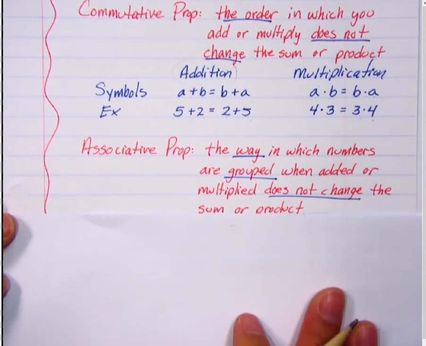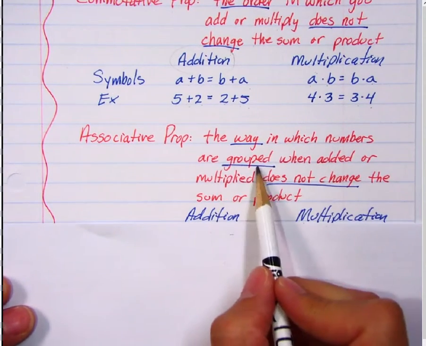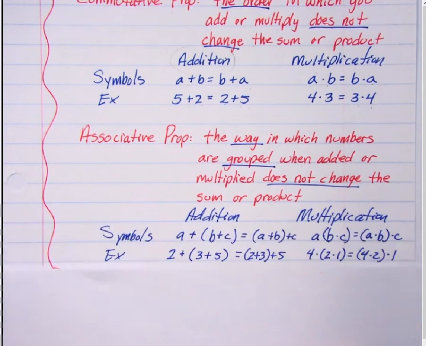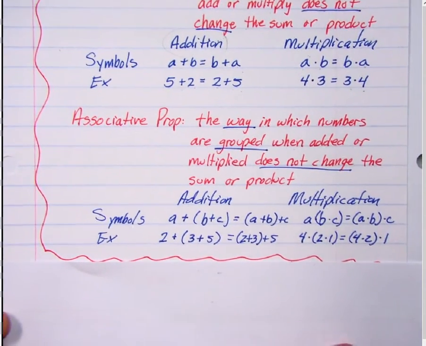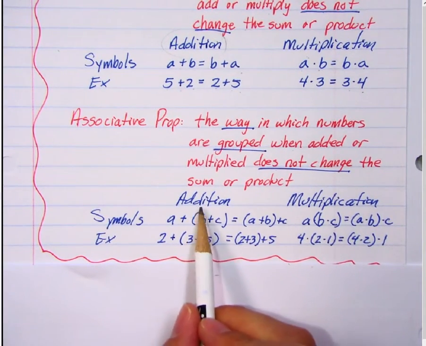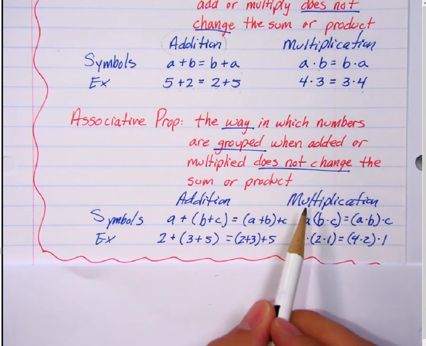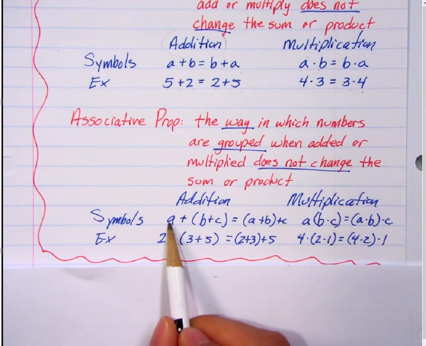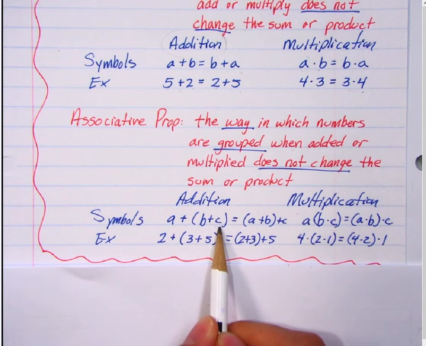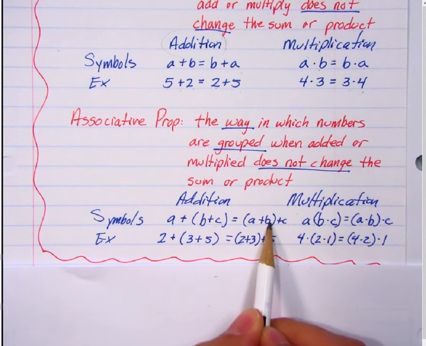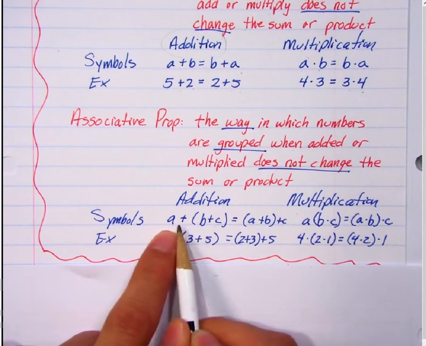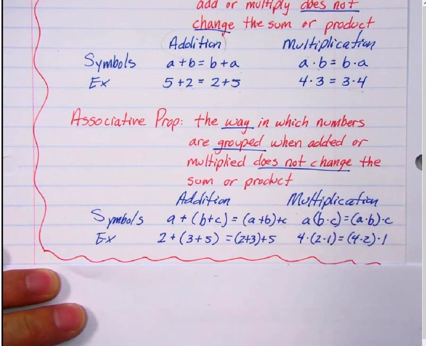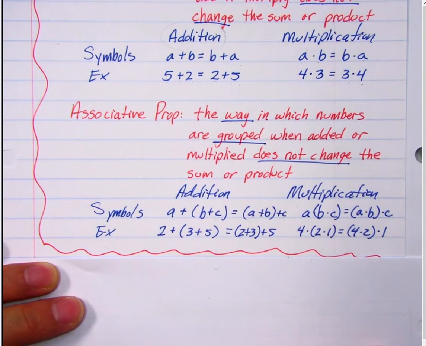And then the associative property. The way in which numbers are grouped or associated when added or multiplied does not change the sum or the product. Here are your symbols and here's your example. It works for addition or multiplication because, remember, multiplication is just repeated addition, so if it works for one, it will work for the other. Symbols: A plus parentheses B plus C is equal to parentheses A plus B, plus C. In other words, add these first and then add that, or add the first 2 and then add the last one. It doesn't change anything. Those are some numerical examples to show you that these work.